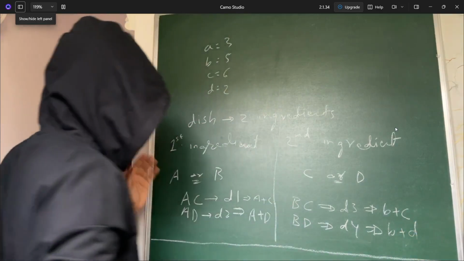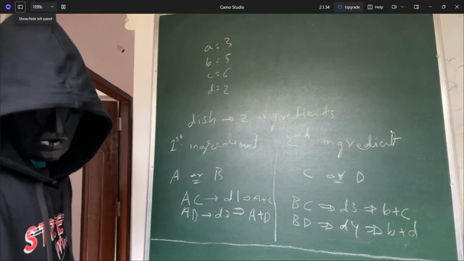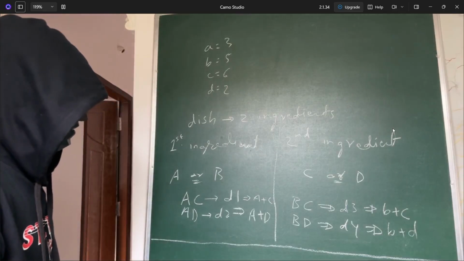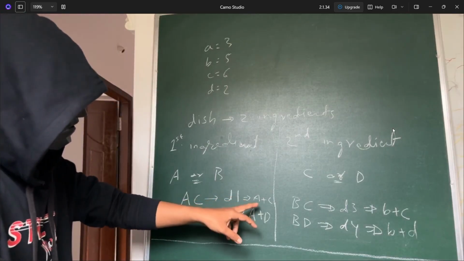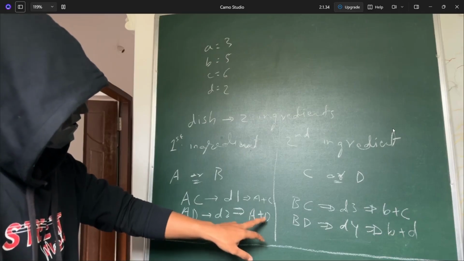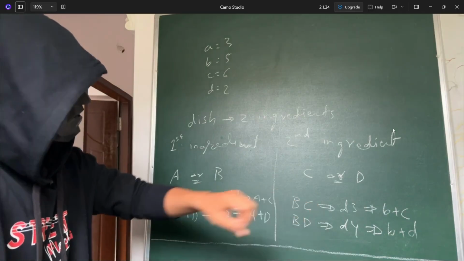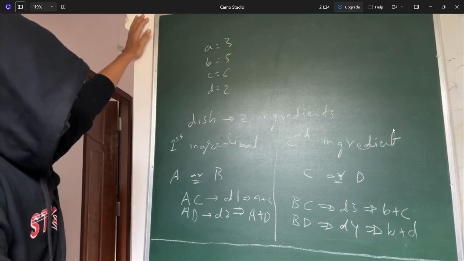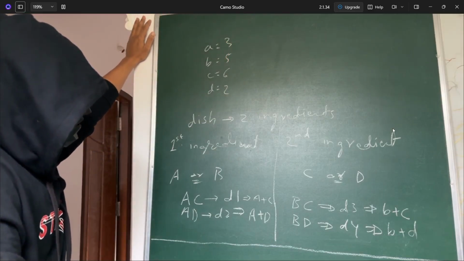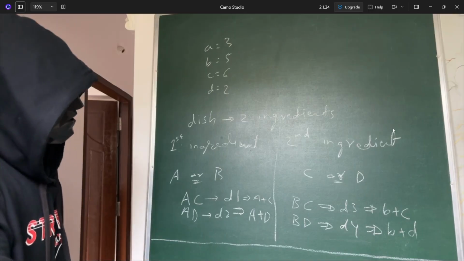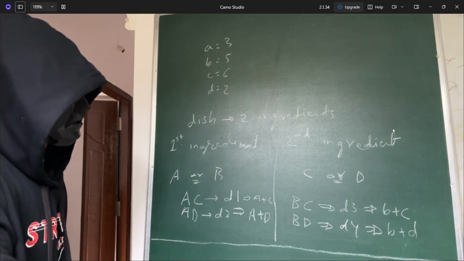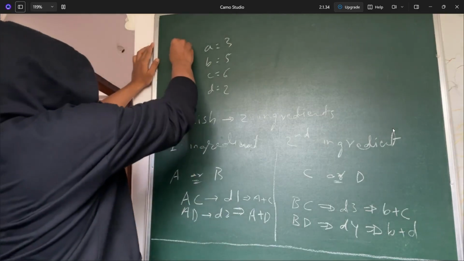So only 4 possible dishes can be prepared out of the given condition, right? Basically we'll have to find all these 4 values: A plus C, A plus D, B plus C, B plus D. Once we find all the values, whichever value is giving the maximum, we'll have to return it as the answer. So this was the first case.